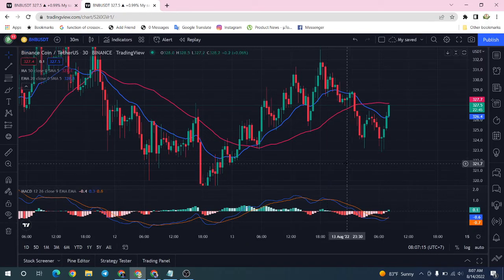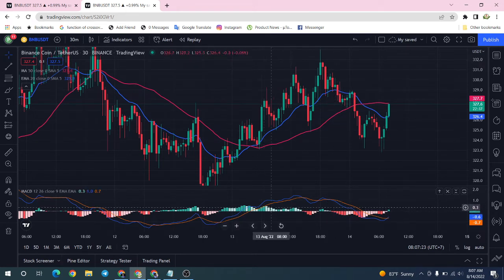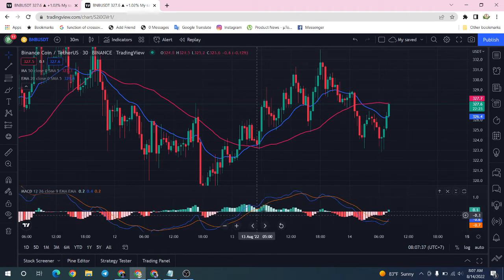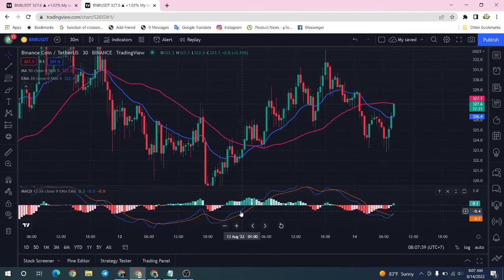This is the histogram. The red one is going down, and the blue one above is going up. This is just so you are not confused. The important thing is to look at the lines here.